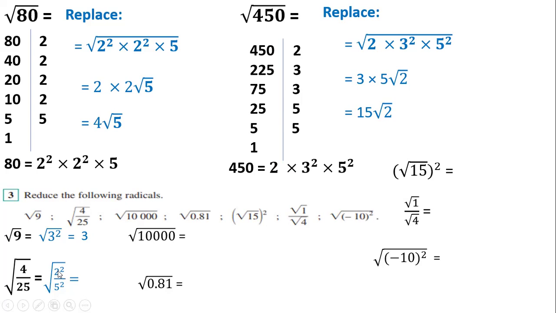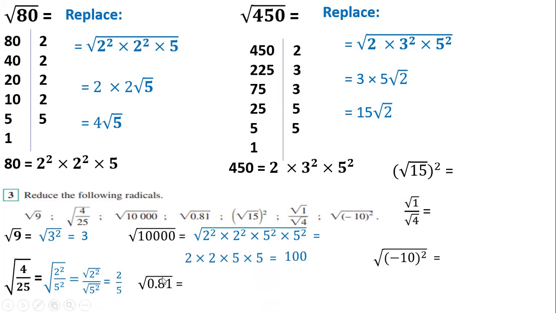But the 2 is in the numerator and the 5 is in the denominator. This is how we do it. Radical 10,000, I do the prime factorization of 10,000. This is the prime factorization. 2 squared comes out as 2. 2 squared comes out as 2. So I will have 2 times 2 times 5 times 5. And the answer is 100.